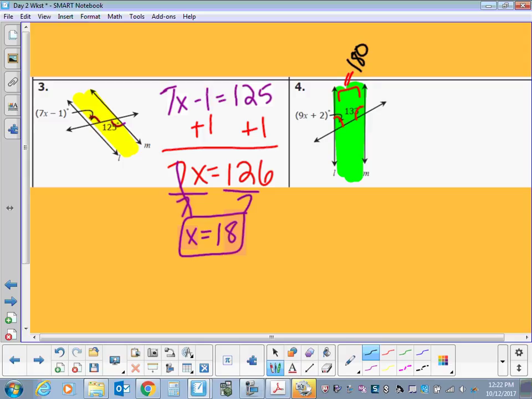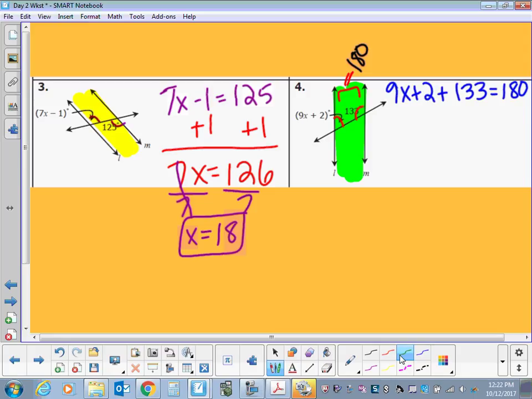Do we see how one's acute, one's obtuse? Make sure you do not make them equal to each other. So on your foldable for consecutive interior, they're equal to 180. So I have 9x plus 2 plus 133 equals 180. Cindy, did you make these equal to each other at first? Yeah.